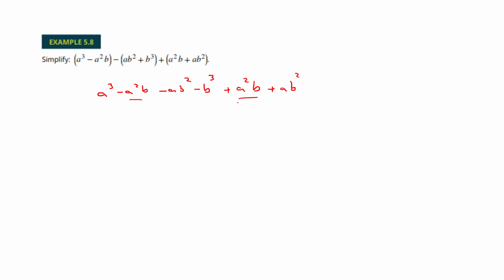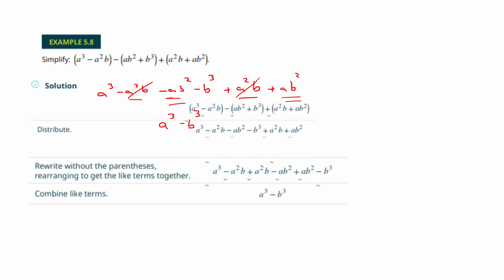And one's a minus and one's a plus. That's the same word. So minus 1 plus 1, those are going to go. Those are going to eliminate. Now, okay, now here's minus ab squared and plus ab squared. That's a match. So those are going to go. And all I'm left with is a to the third, b to the third.